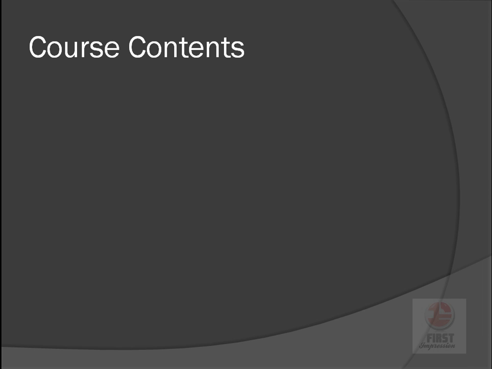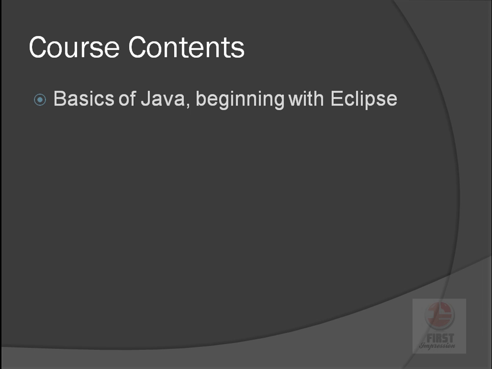Before starting with the course, let's have a quick look at the course contents. We'll be starting with the basics of Java. Java as a programming language will be used for developing applications on Android. Once we are clear with Java, then we'll be actually doing some programming with Java using Eclipse. Eclipse is an IDE or an integrated development environment used for development of Android as well as Java.